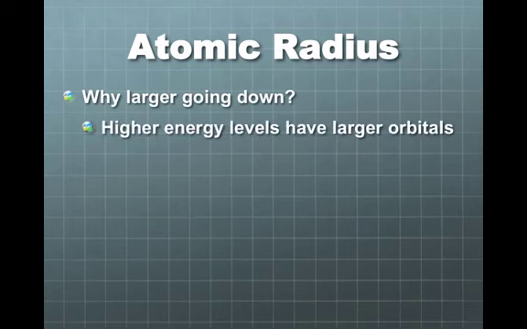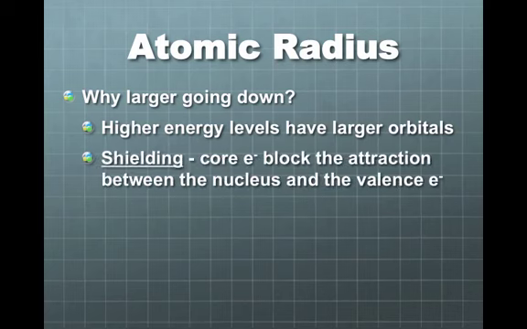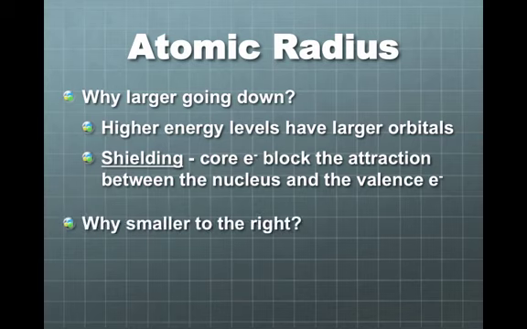Why does it increase to the left? Well, okay, why is it larger going down? Higher energy levels have larger orbitals, or they have more electrons. We also have shielding that occurs, which means your core electrons, or the ones that are not in valence, block the attraction between the nucleus and the valence electrons. So your valence electrons don't have near as much nuclear pressure on them, pulling them towards that core.